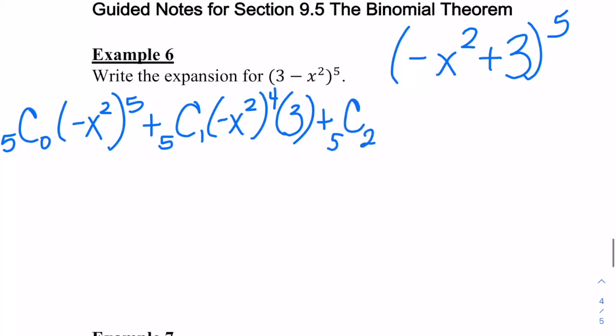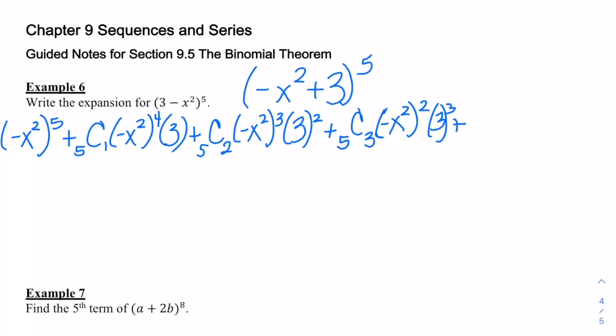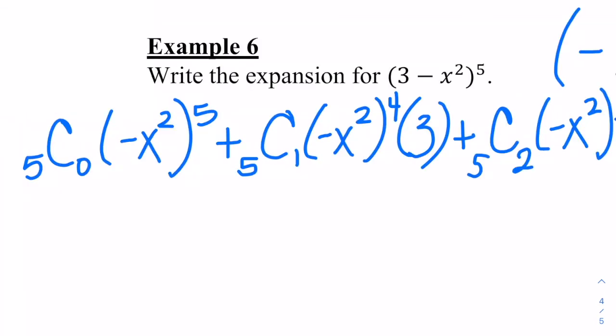5 choose 2, negative x squared cubed, 3 squared, plus 5 choose 3, negative x squared squared, 3 cubed, hopefully I can fit this in here, plus 5 choose 4, negative x squared times 3 to the 4th, and then 5 choose 5, 3 to the 5th. Okay, barely fit in there. Okay, let's simplify the coefficients.